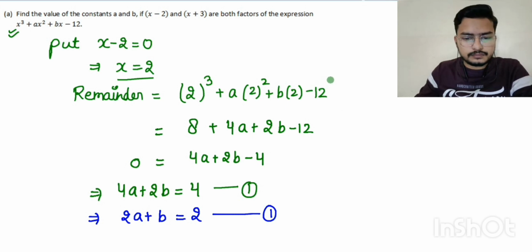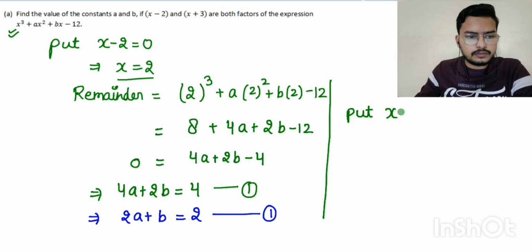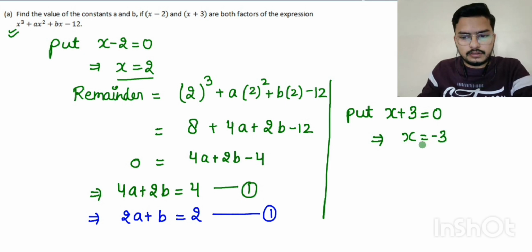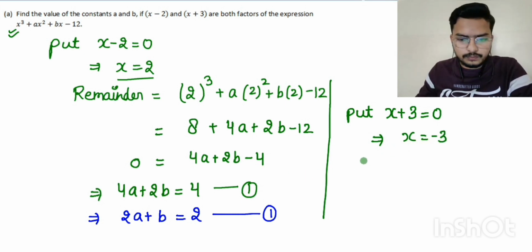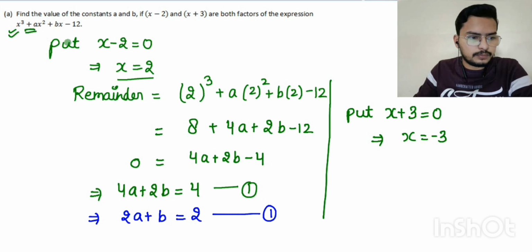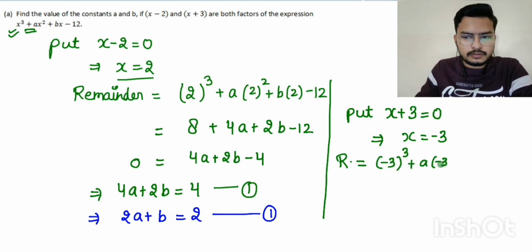So then for the second equation, what you have to do now, just put x plus 3 is equal to 0. So from here x is equal to minus 3. Then again, just plug in the value of x equal to minus 3 in this particular expression. So again the remainder is equal to (minus 3) whole cube plus a into (minus 3) whole square plus b into minus 3 then minus 2, right?